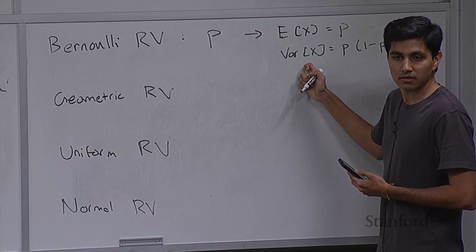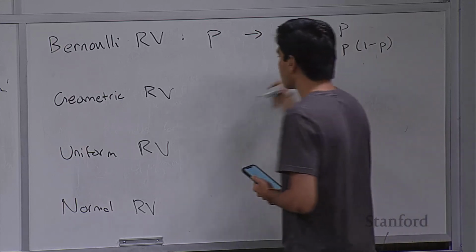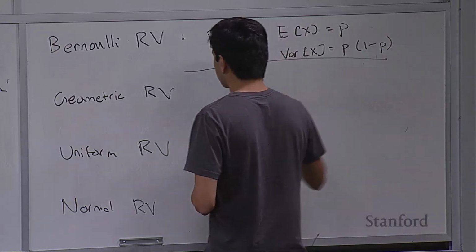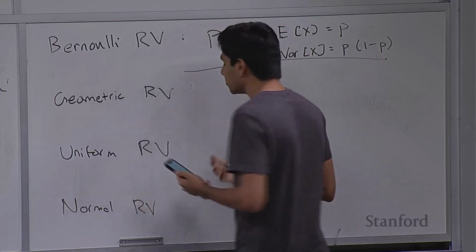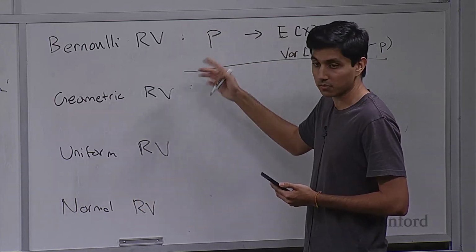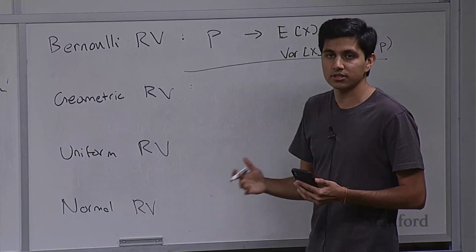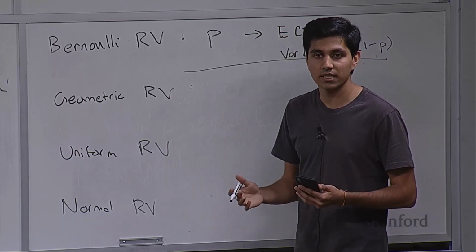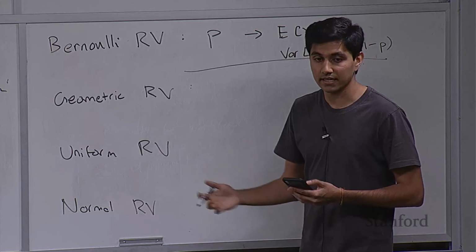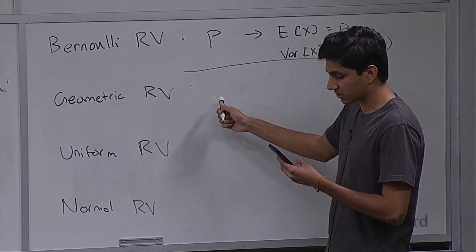Does this sound familiar? Awesome. The next thing is a geometric random variable. Now, suppose you keep flipping this coin with probability p of being heads, and you want to understand how long it will take, or how many tosses it will take, until this random variable lands heads. That's what a geometric random variable describes.